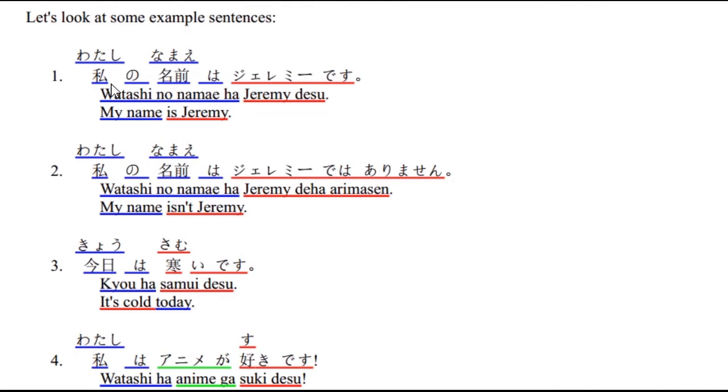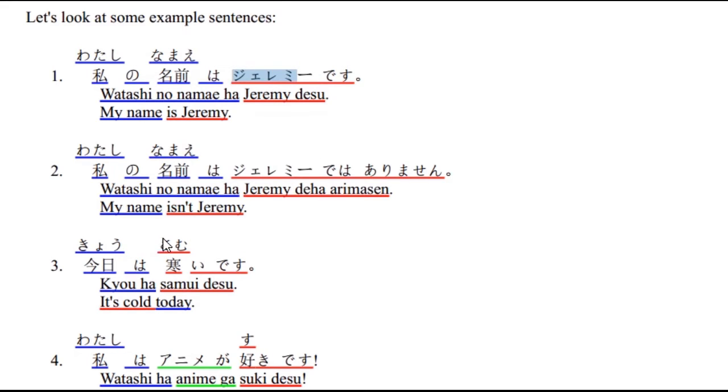So number 1, watashi no namae wa Jeremy desu. So please notice here, and we have in the blue, watashi no namae wa, so my name, Jeremy desu, is Jeremy. So here we have a nice sentence you can use. Just replace your name right here, and you can tell someone what your name is in Japanese.